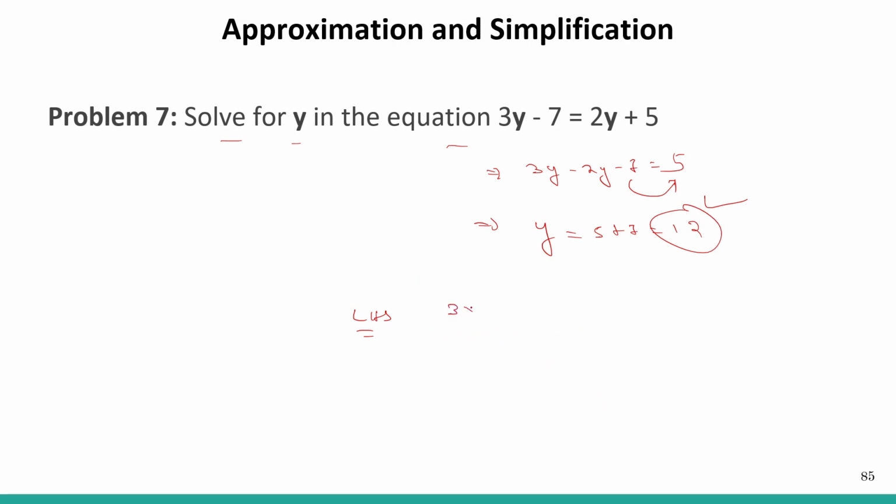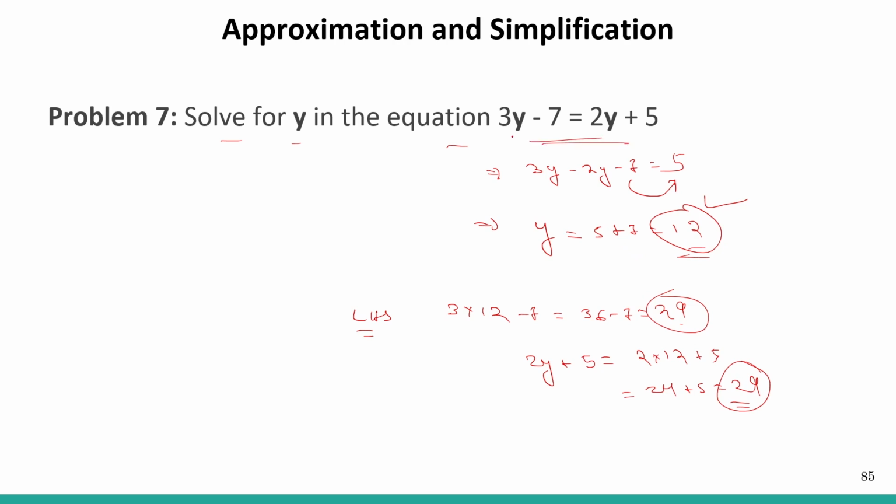LHS will be 3 into 12 minus 7, that is equal to 36 minus 7, which is equal to 29. Then 2y plus 5 is equal to 2 into 12 plus 5, which is equal to 24 plus 5, that is equal to 29. Since these two values are the same, we can verify that 12 is the actual solution for this equation, that is 3y minus 7 is equal to 2y plus 5.